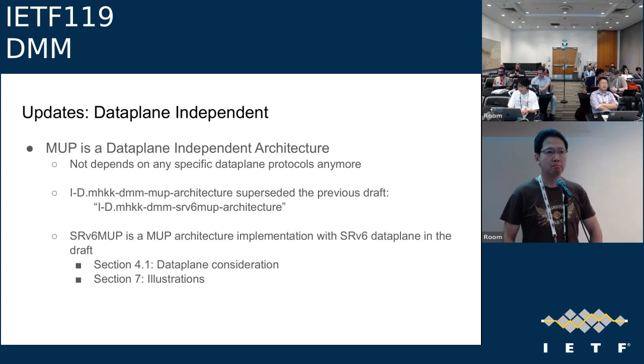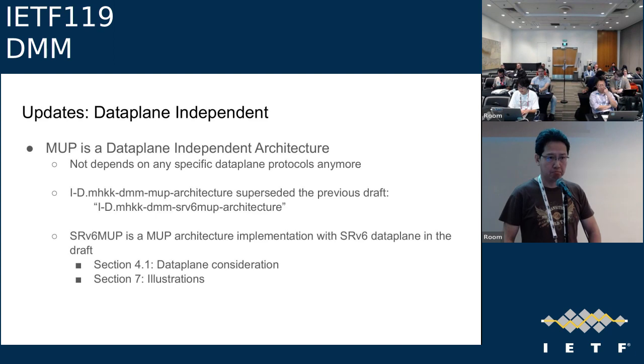Now, after a long discussion, the MAP architecture becomes data plane independent. Now MAP is a data plane independent architecture. It means it does not depend on any specific data plane protocol anymore. So that outcome makes our draft file name change to the MHKK DMM MAP architecture. That supersedes the previous draft, DMM SRBasic MAP architecture. So that reflects the update correctly.